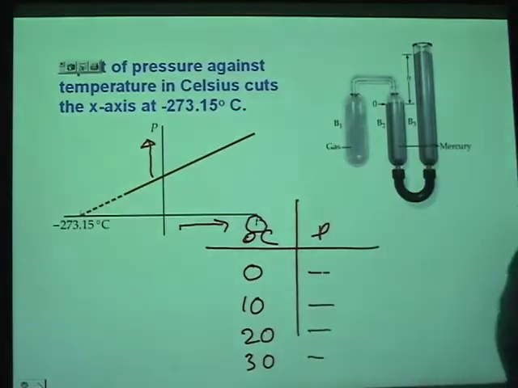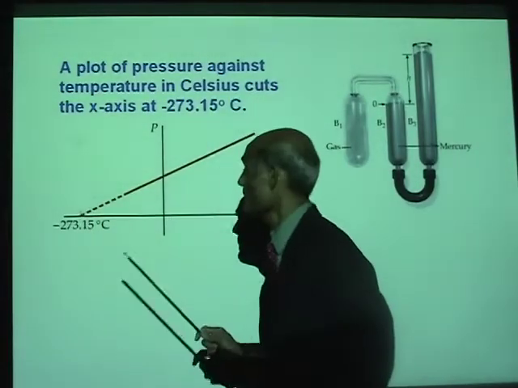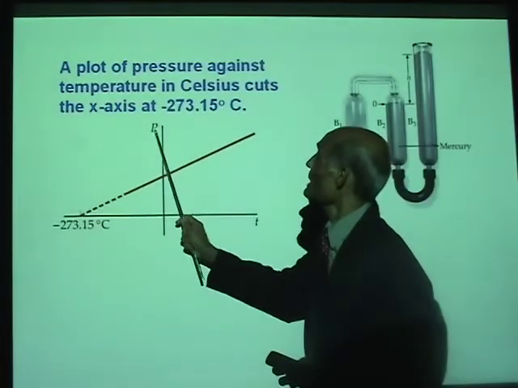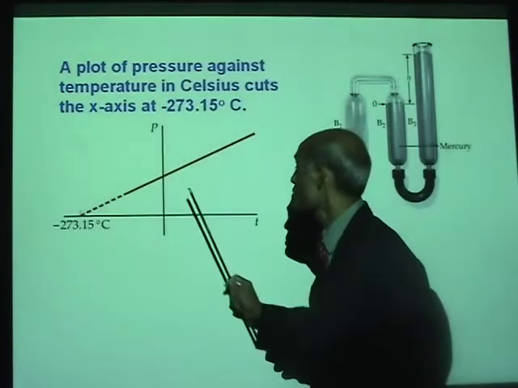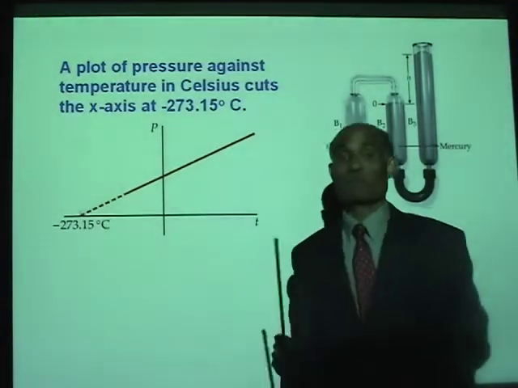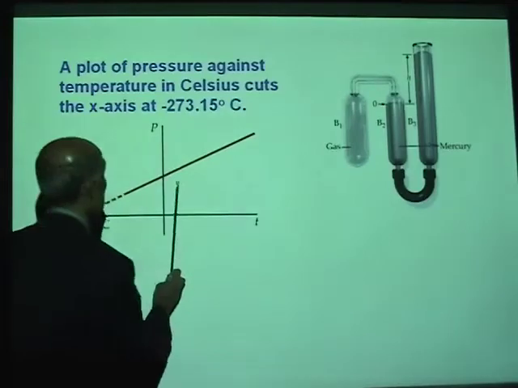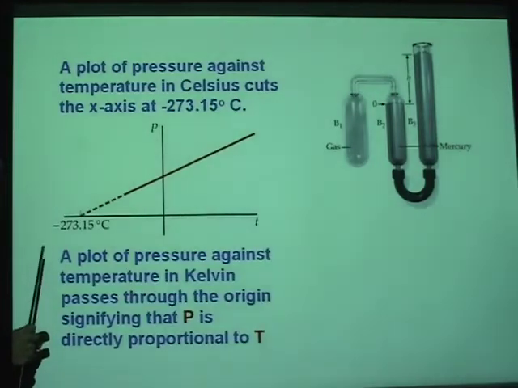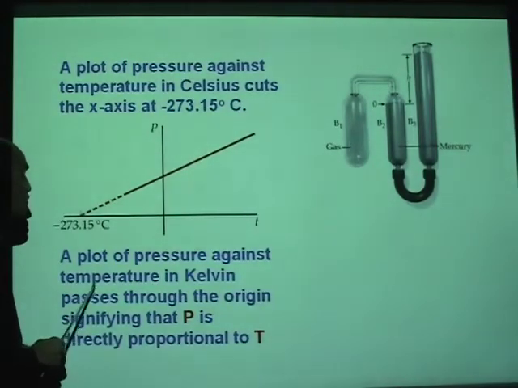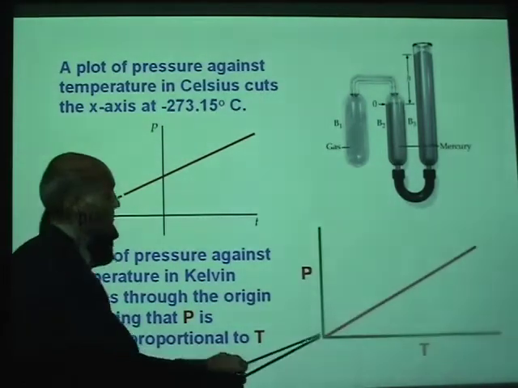So tell me now, instead of knowing that this is 0 degree Kelvin, instead of drawing the graph of pressure against temperature in degrees Celsius, if I draw the graph of pressure against temperature in Kelvin, what will the graph look like? The only difference is that the origin of the graph will shift to this point at 0 Kelvin. Is that right? So a plot of pressure against temperature in Kelvin passes through the origin like this.